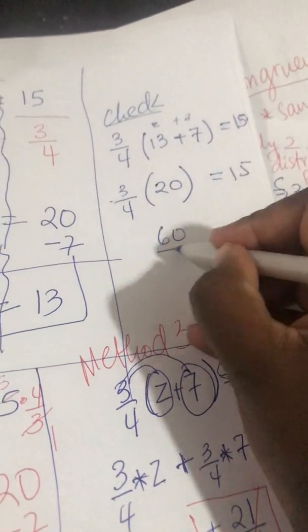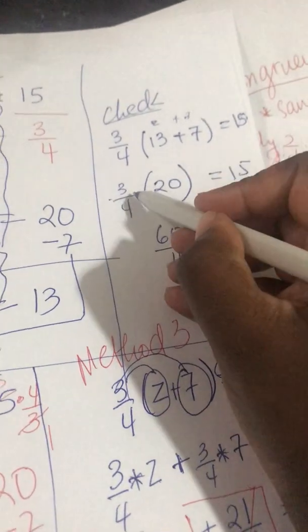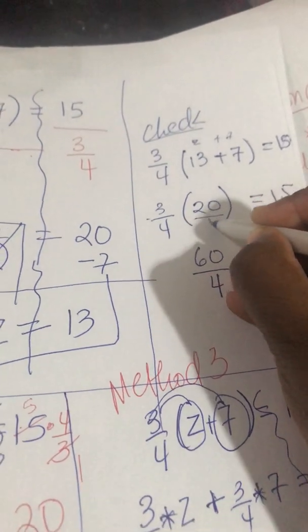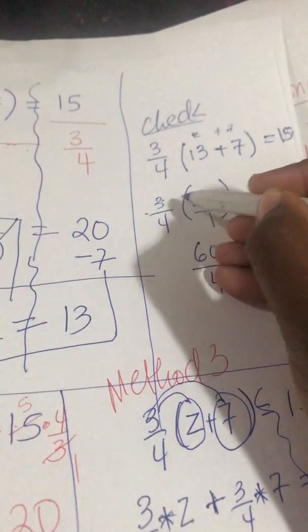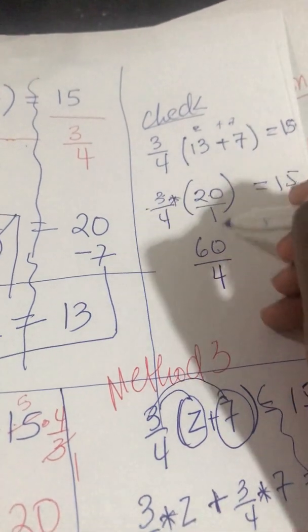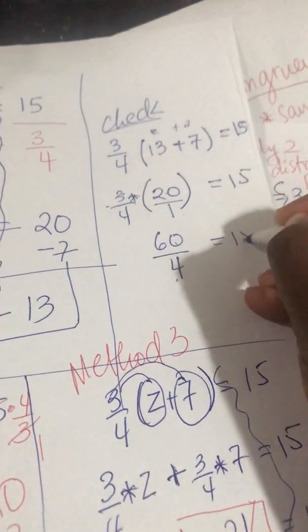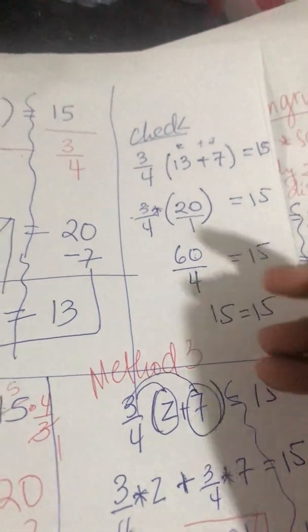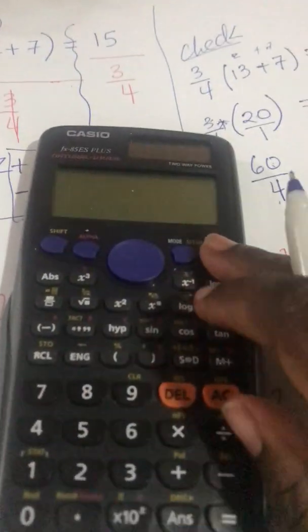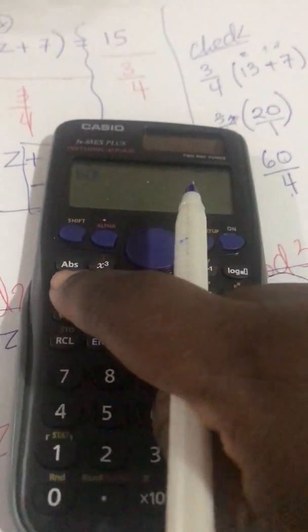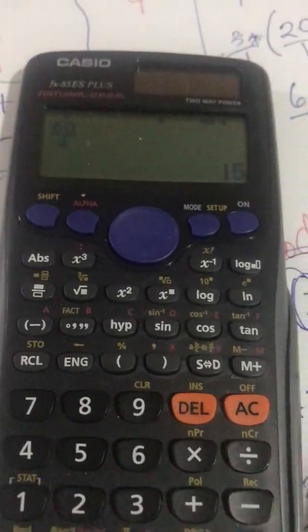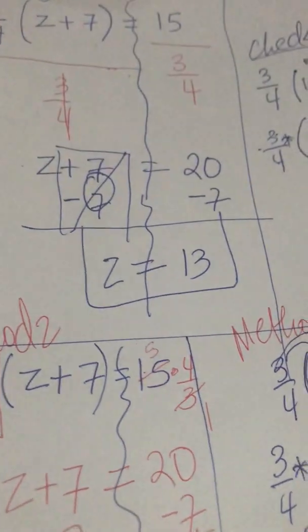60 over 4, because remember when we learned in term 1 how to multiply fractions, put 1 here. 3 times 20 is 60, 4 times 1 is 4, equals 15. 60 divided by 4 should give you 15. You should check. 60 divided by 4. See? But you should know your times table without the calculator.